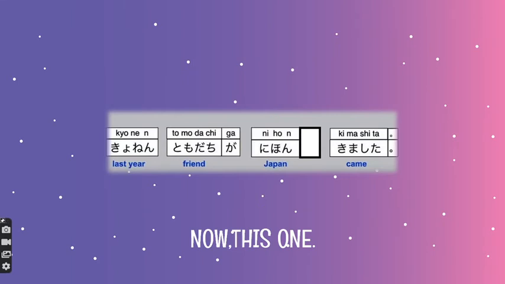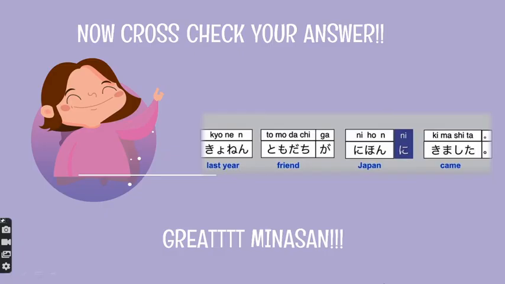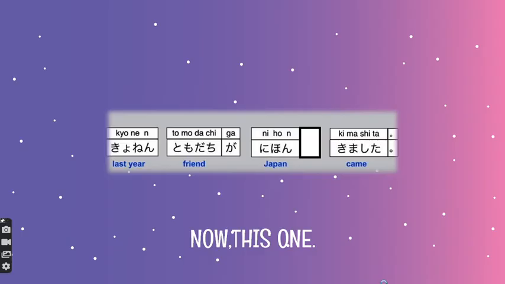Okay, now this one. Kyonen tomodachi ga Nihon blank kimashita. Okay, last year is kyonen. And friend is tomodachi. Nihon is followed by the blank, and kimashita is came. Oh, you saw the answer, right? Anyway, so your friend came to Japan last year.